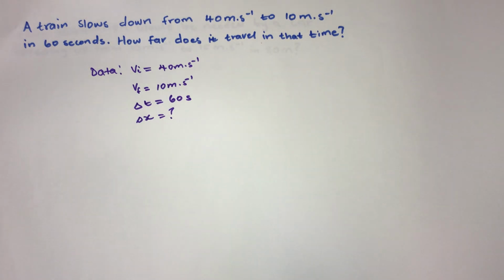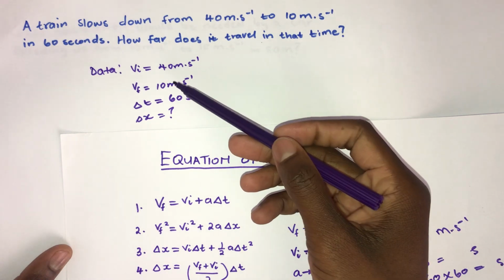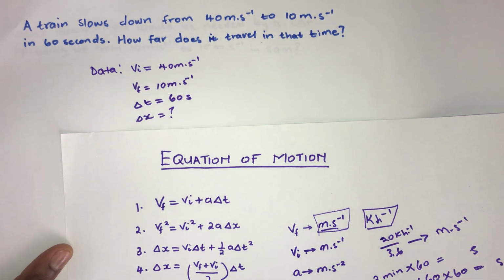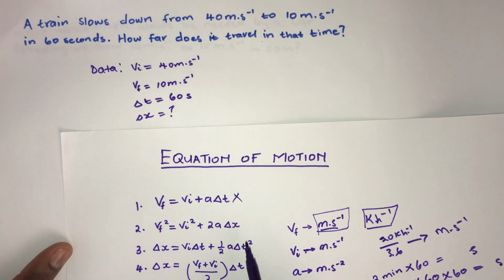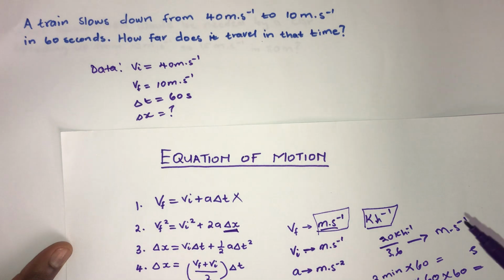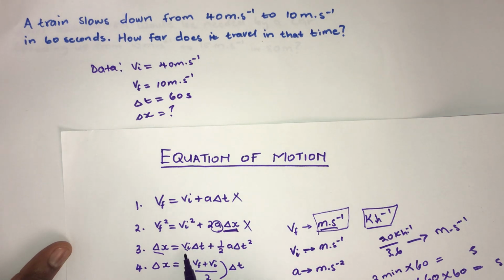Now, according to the data, which formula are we going to use? Let's go back to our equations. We have the initial velocity, the final velocity, and time, but we are looking for the distance. That means we want the formula with initial velocity, final velocity, time, and the distance, which is our unknown. The first one doesn't have the distance, so we cancel it. The second one has the distance, but it doesn't have time, and we do not know the acceleration, so we cancel that one. The third one has the distance and the initial velocity, but it doesn't have the final velocity, and we do not know the acceleration, so we cancel that one. That means we're going to use number 4.